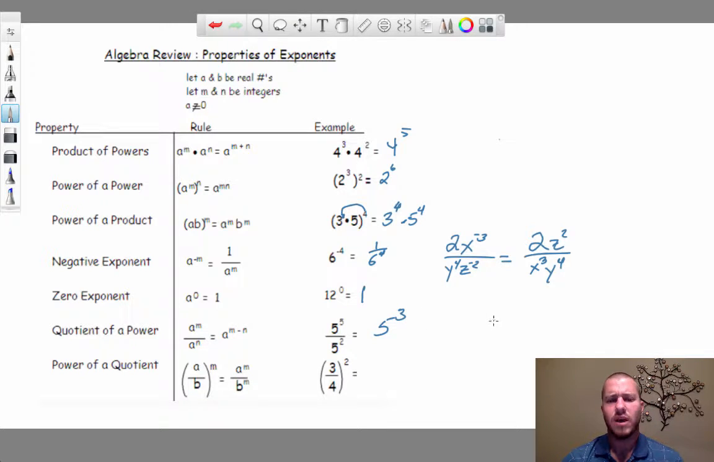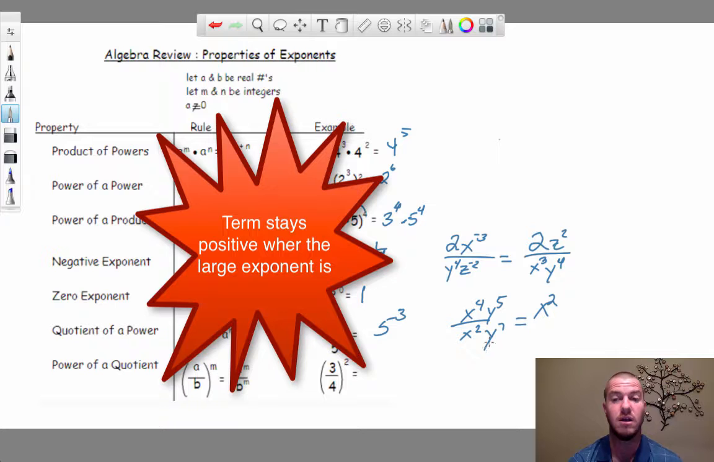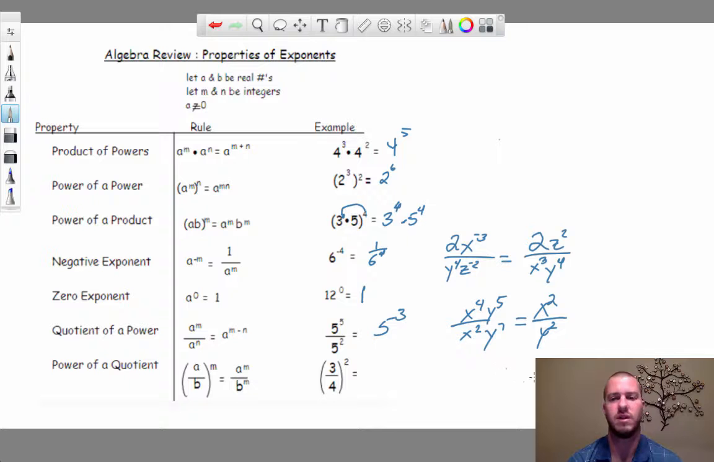And I'm going to do another example over here real quick to show you a shortcut. And I'm going to use variables. So the shortcut basically is just subtract the 2 exponents, so 4 minus 2 is 2, and the term stays where the larger exponent is. So this is going to be x squared in the numerator because the larger exponent's in the numerator. For this one, you have 7 minus 5 is 2, so it becomes y squared, but that's in the denominator because the larger exponent's in the denominator.